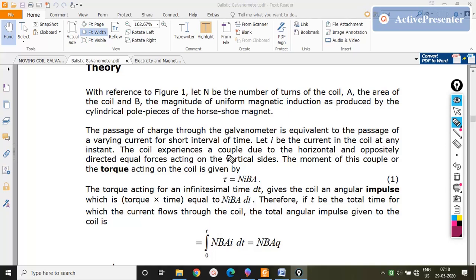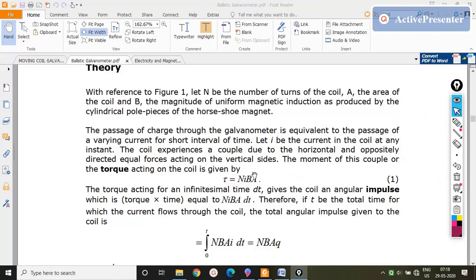And the coil will experience a couple, I mean torque, due to the horizontal and oppositely directed equal forces acting on the vertical sides. How this torque comes was also explained in the last class. So the moment of this couple, which is also known as torque, is simply torque equals N i B A.